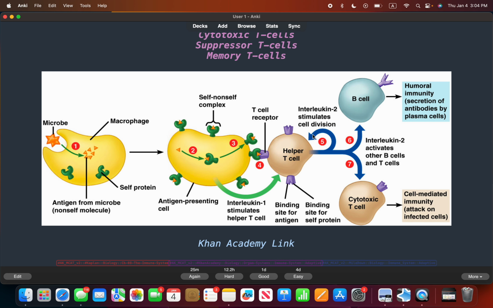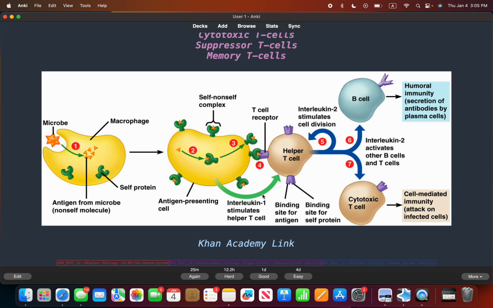Now, we have microbes that are ingested by macrophages. These macrophages have self-proteins, and the antigen from the microbe is a non-self molecule. It is recognized and identified. And then the second step is that these antigens from microbes are taken by antigen presenting cells. They form a self-non-self complex, and they go on the surface of the macrophage, and this macrophage is now turned into an antigen presenting cell because it's presenting an antigen.